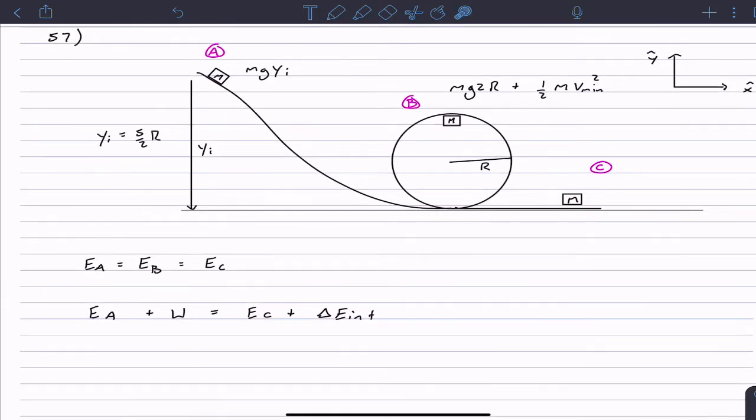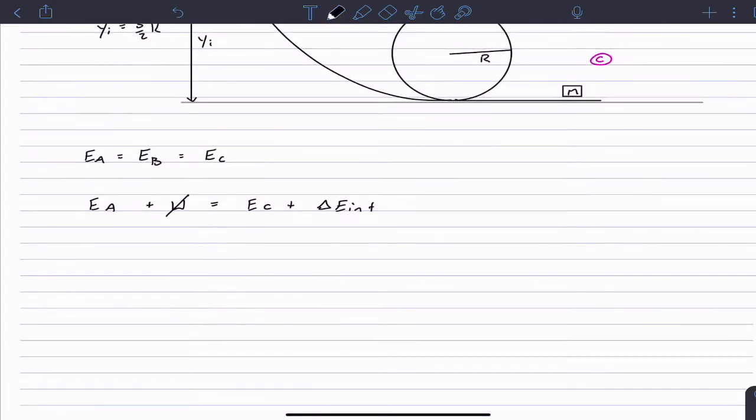So we know here all we have is potential energy, so there is no work at this point. We do have some change in internal energy here. So what was it? It was mgyi is equal to, excuse me, let's look at this here. When this thing is on the ground, there's no gravitational potential. It has rolled to a stop. That's the point that we're looking at. So there is no kinetic energy here.